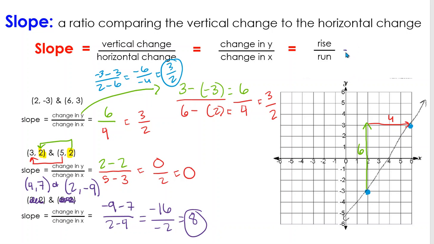And oftentimes we'll use the variable m to represent slope. So anytime you see m equals, you just want to keep that in mind. That's going to mean that we're talking about slope.